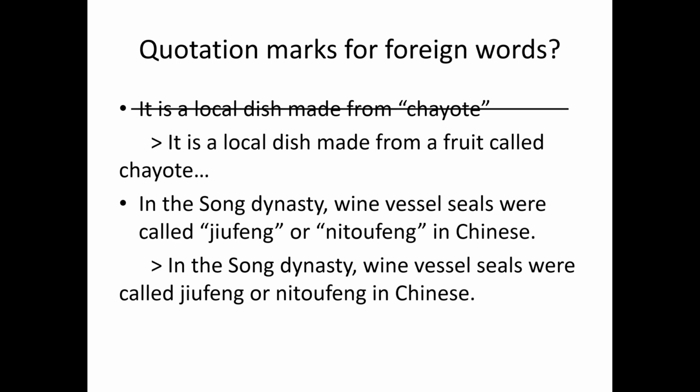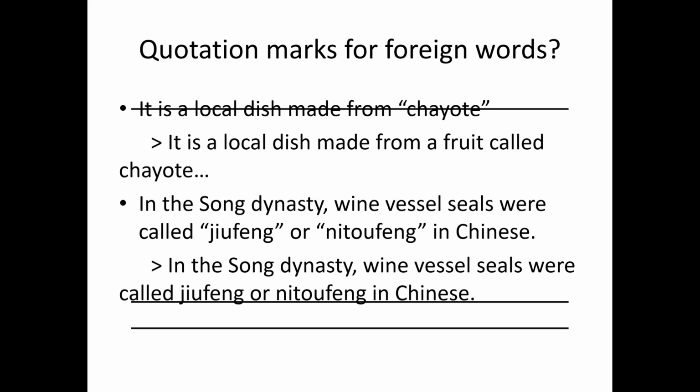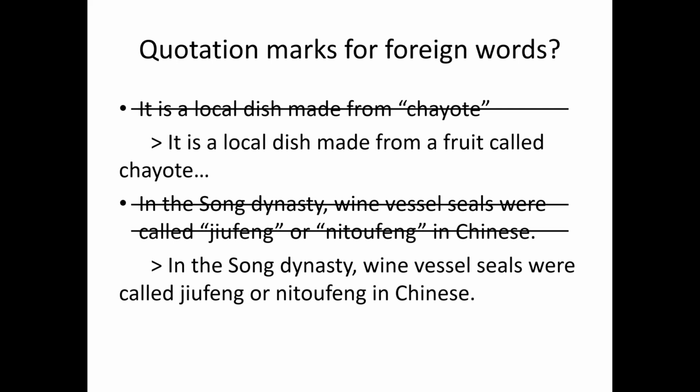that's better. For a Chinese example, in the Song dynasty, wine vessel seals were called 九封 or 泥头封 in Chinese. We don't need those quotation marks. We can just write, in the Song dynasty, wine vessel seals were called 九封 or 泥头封 in Chinese. All done.